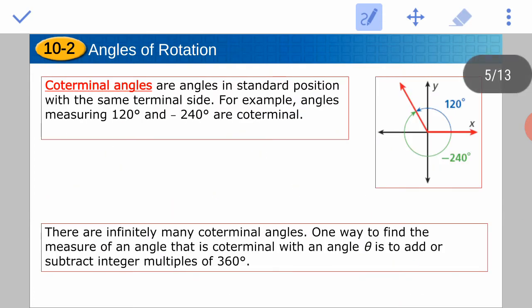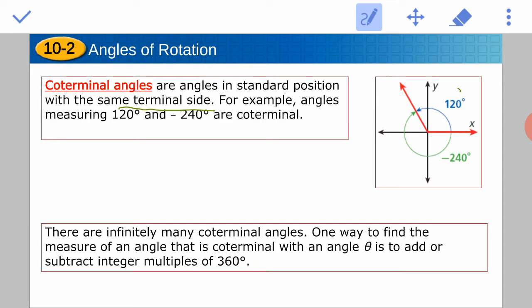Another concept, guys, coterminal angles. What are coterminal angles? They are angles in the standard position, so both of them are in the standard position with the same terminal side. So coterminal angles are angles in the standard position with the same terminal side.